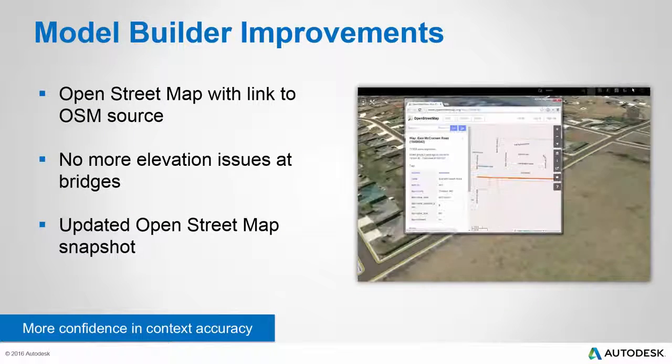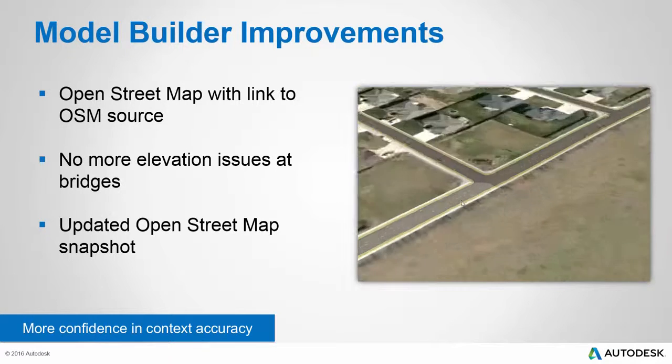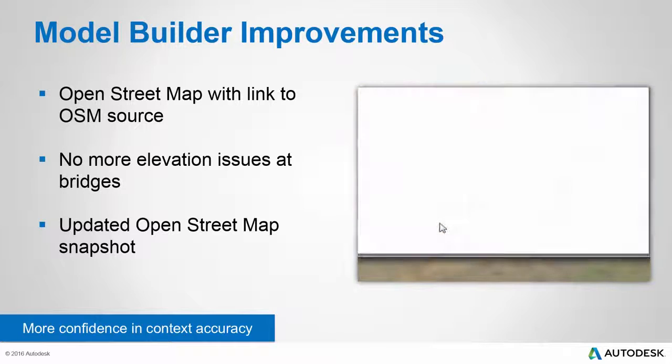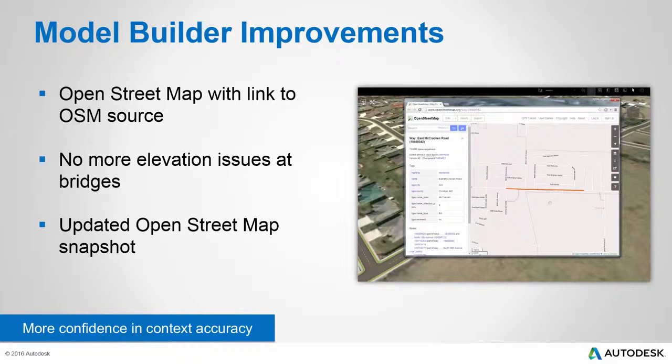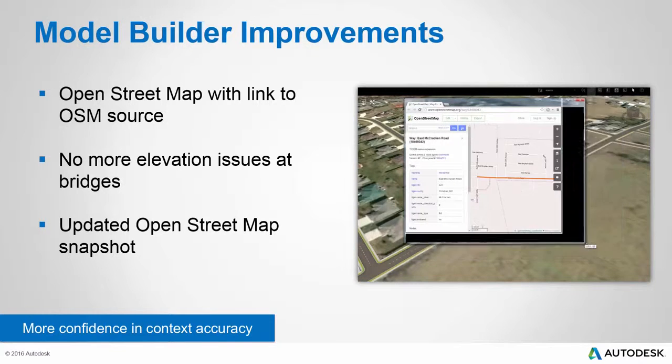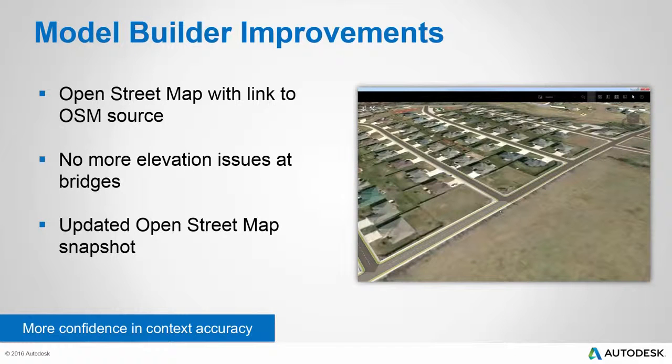The first thing you'll notice is that when you open a model that's been created with Model Builder and you hover over one of the road features, let's say, the tooltip that comes up will include a link to the OpenStreetMap source data. This gives you additional information about the data, where it came from, and when it was last updated. You'll also find better results around bridges. And finally, you'll notice that the result that you get from Model Builder is more current, more up-to-date, and more representative of what's out there in the field.